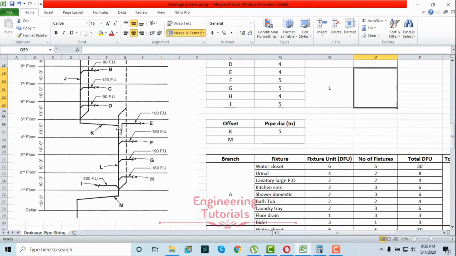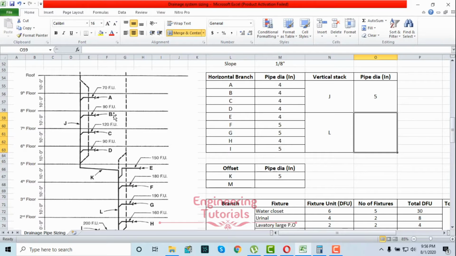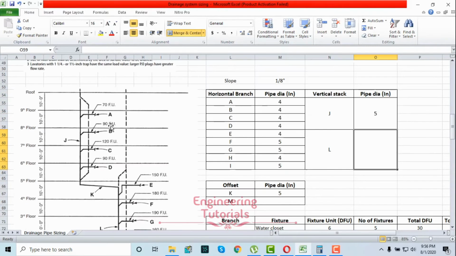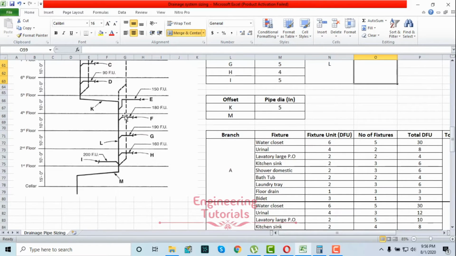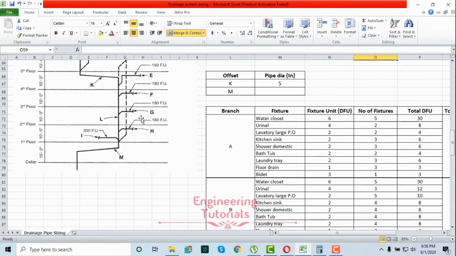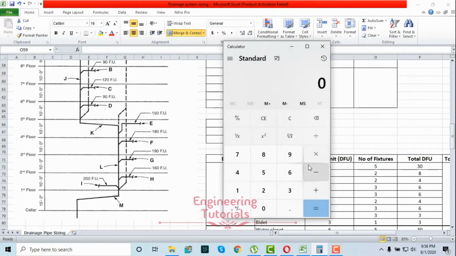And then we have this vertical stack again, represented by L. Here, if you are calculating the pipe size for this vertical stack L, it will be the sum of all the fixture units above the offset and all the fixture units below the offset. This is the offset. Sum of branches above the offset, sum of branches below the offset, to get the size of this stack L. So we know that 370 here, and how much is here you can calculate.